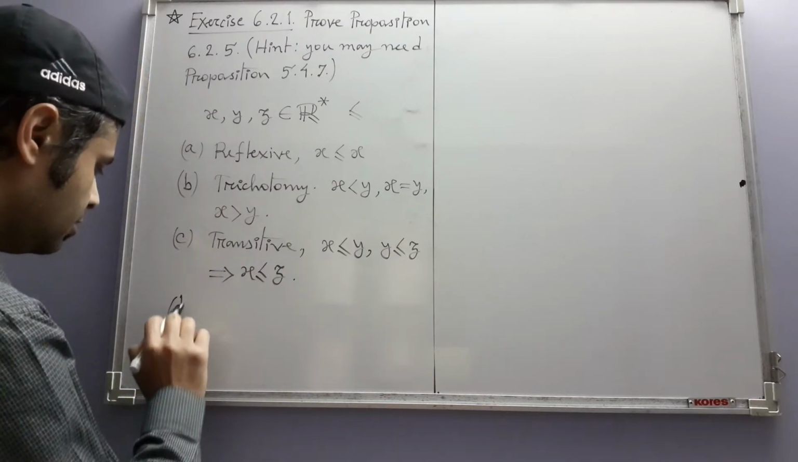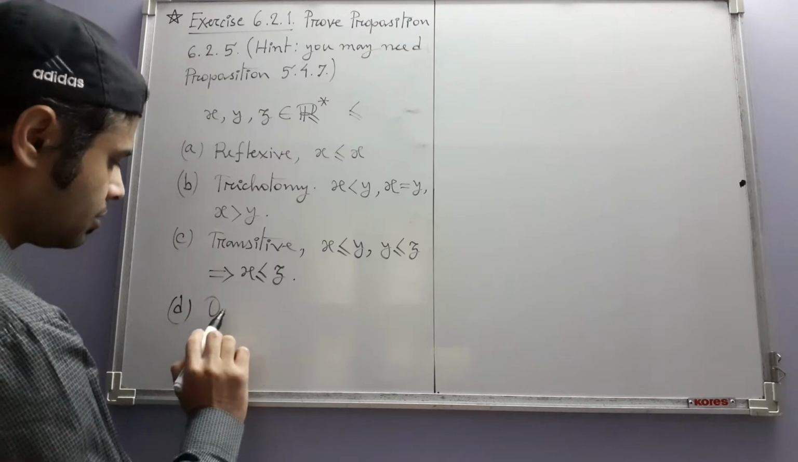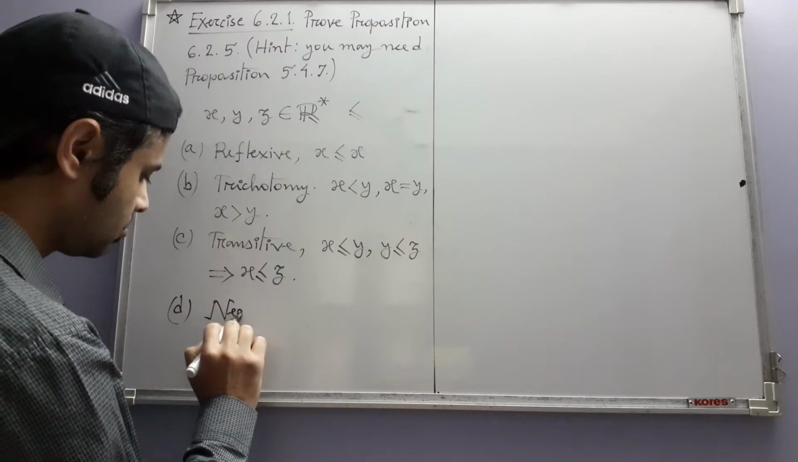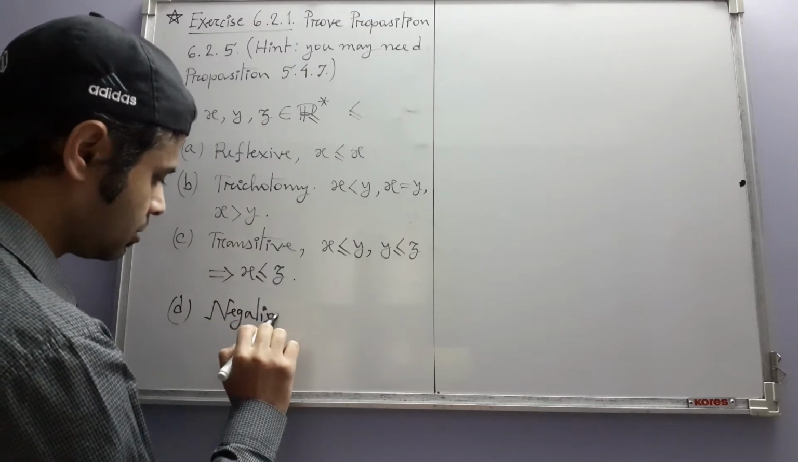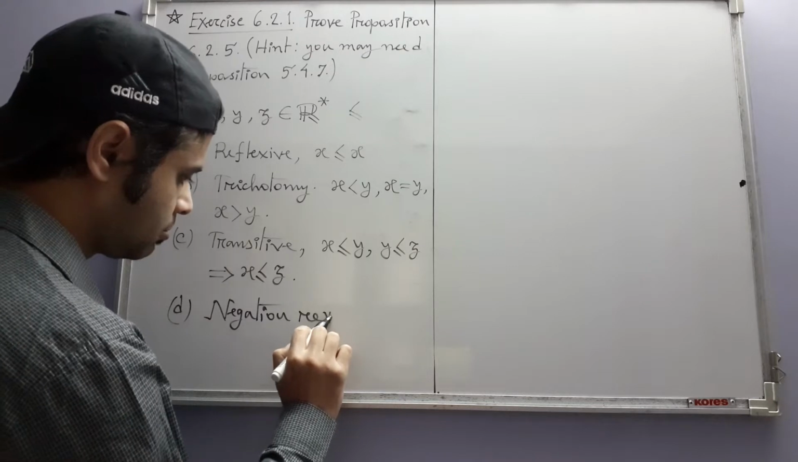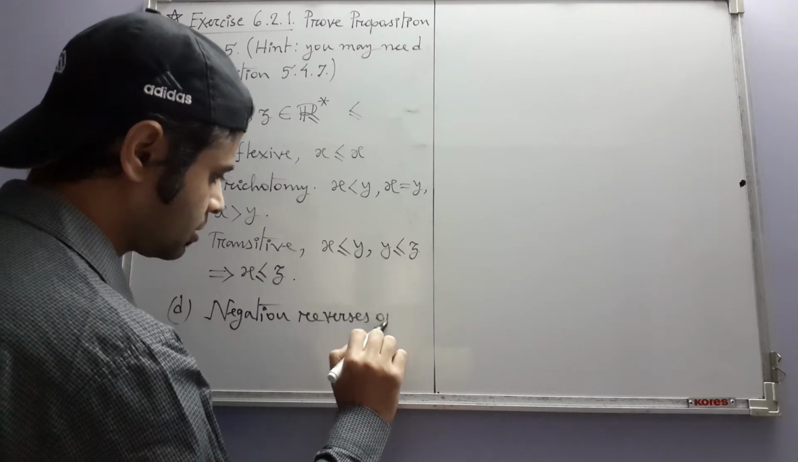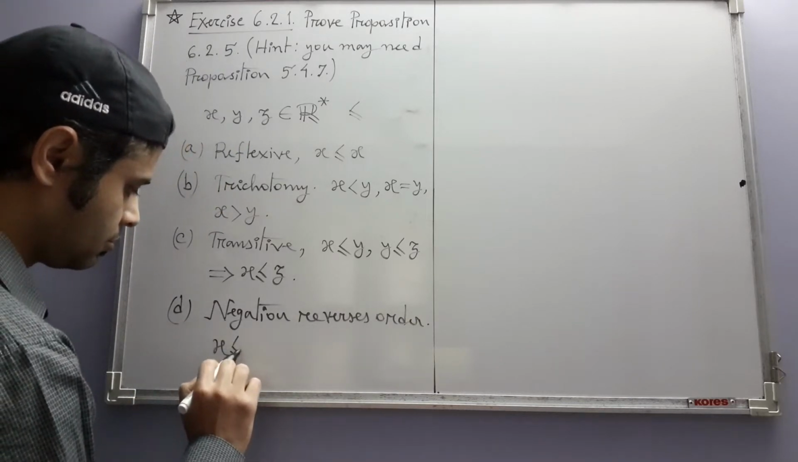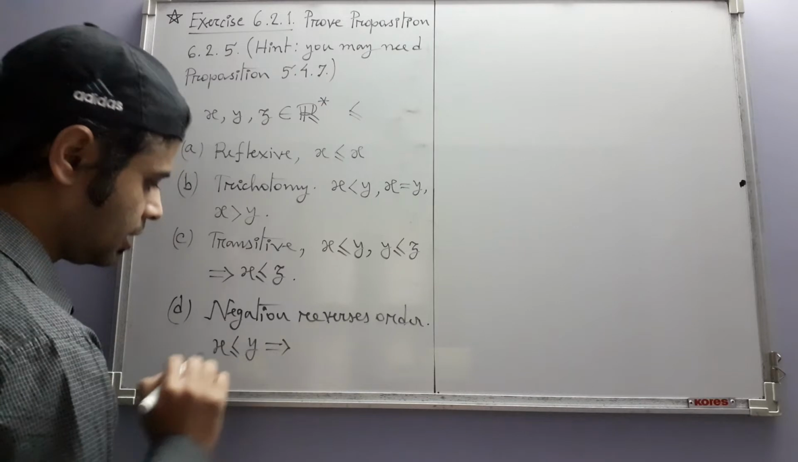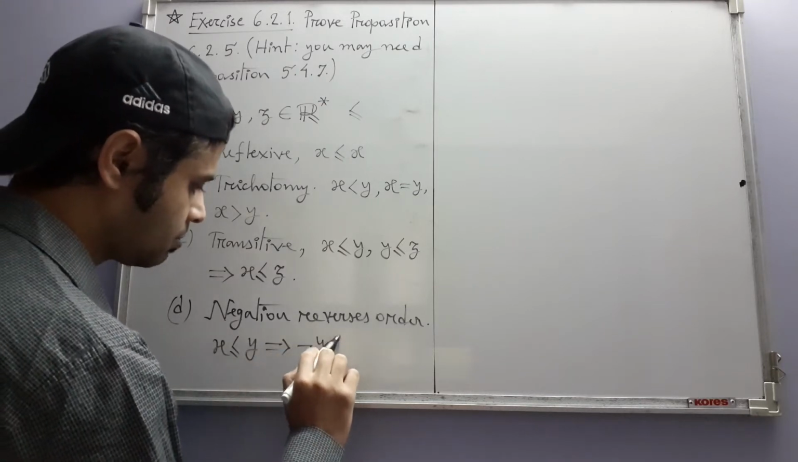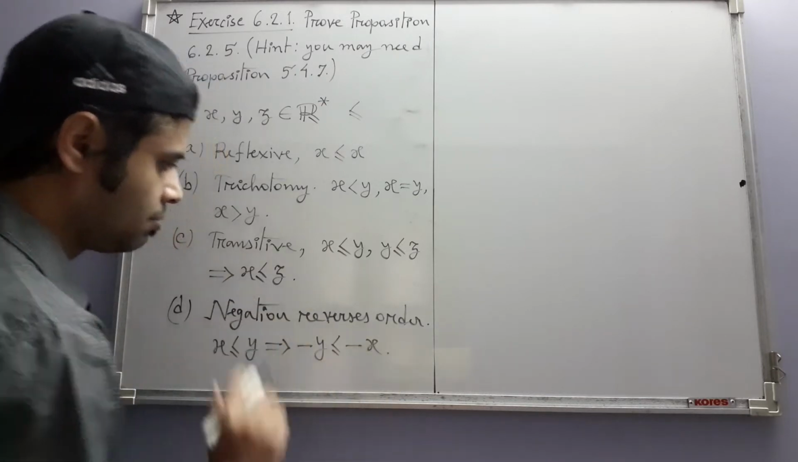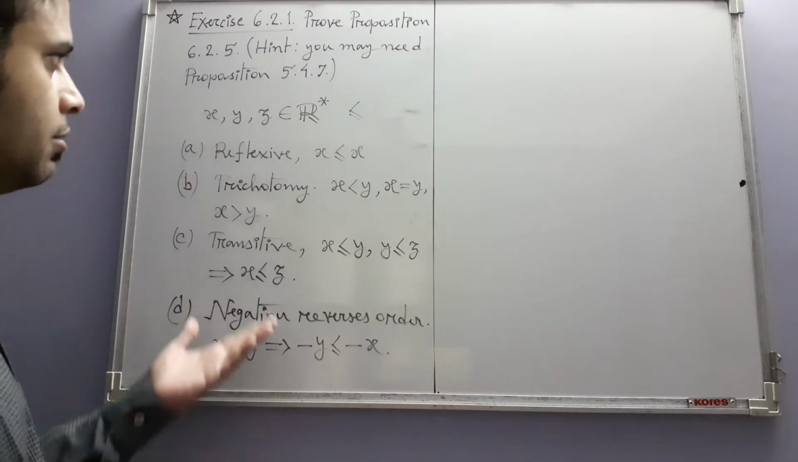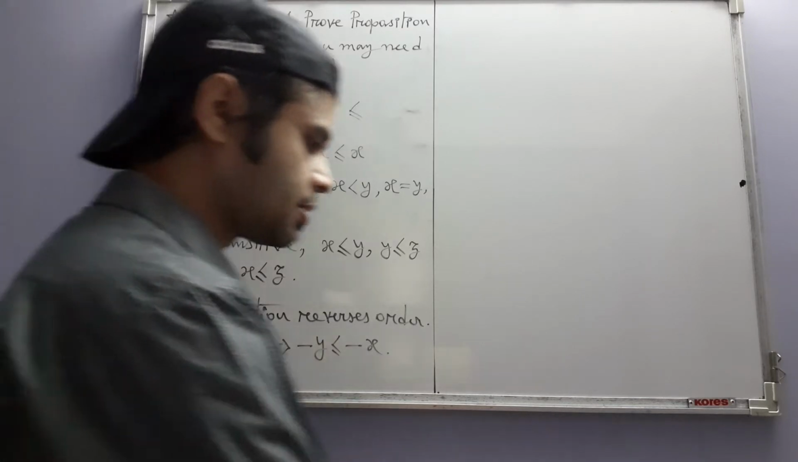And in part D, we prove that negation reverses order, that is, if x is less than or equal to y, then it implies that minus y is less than or equal to minus x. We have to prove all these things, so we will do that one by one in the solution. So let us now see the solution.